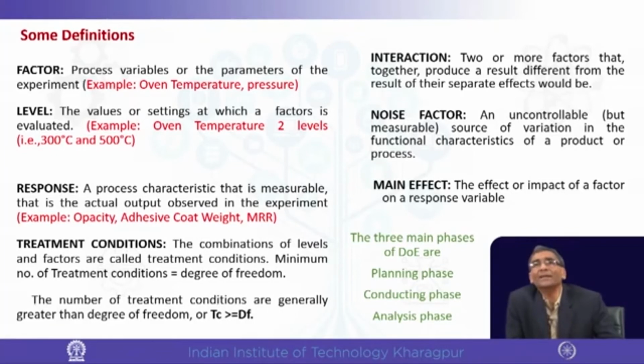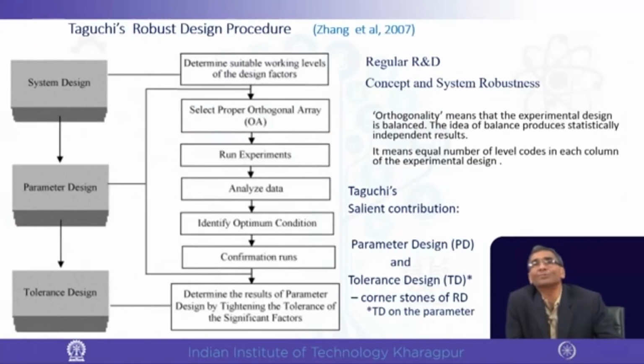The definitions are everywhere. I am not spending much time on the definitions. You can see that, and these are also the steps I have already explained: first is system level, then parameter design, then tolerance design. And here orthogonality means that the experimental design is balanced. I will show you what is called balanced, but now under parameter design, as I said, it is the selection of the orthogonal array table, that is L8 or L9 or L27 or whatever.